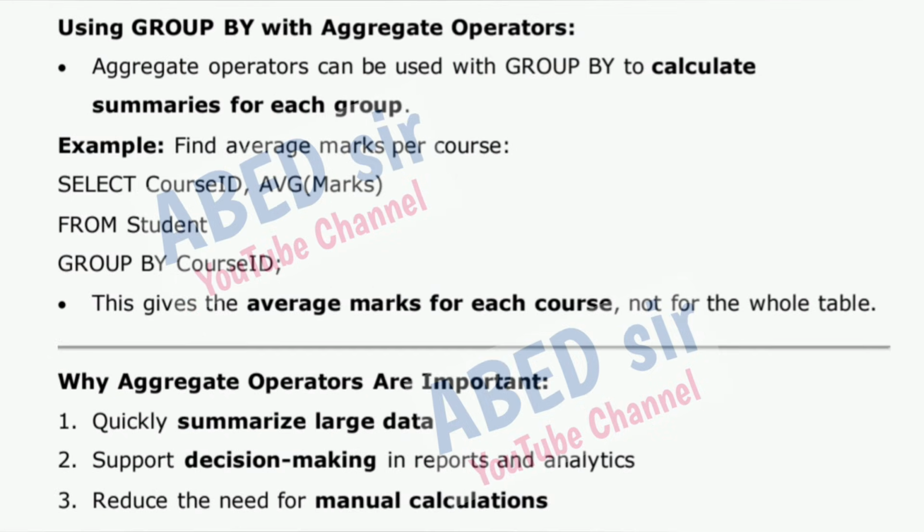Using group by with aggregate operators. Aggregate operators can be used with group by to calculate summaries for each group. Example, find average marks per course. Select course ID, avg(marks) from student group by course ID. This gives the average marks for each course, not for the whole table.